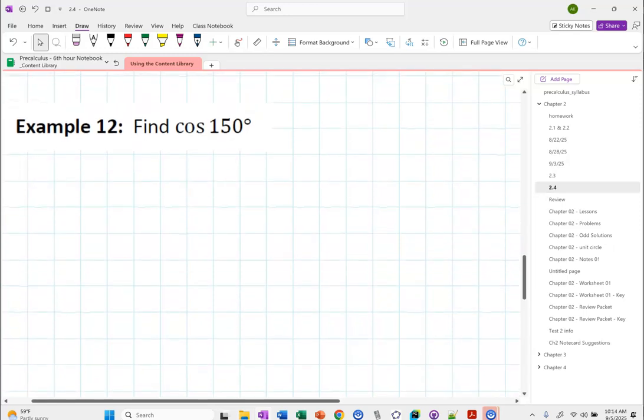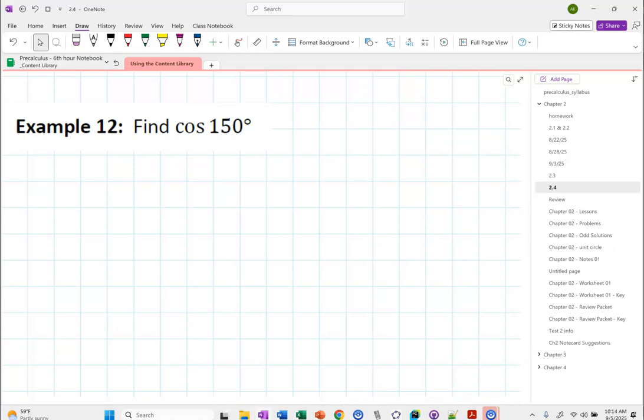So let's say we want to find cosine of 150 degrees. What we're going to do is use our new definitions that we just created in order to do this. Step 1 is going to be draw a picture. If you remember in our last class when we talked about drawing these standard position angles, I talked about that being a core skill that you're going to have to be able to do effectively for reasons like this.